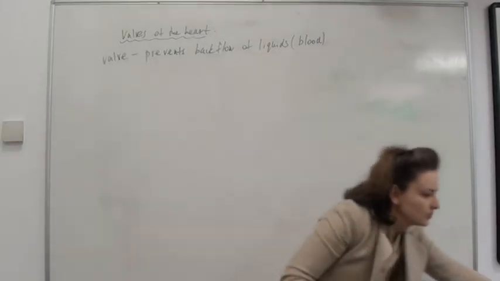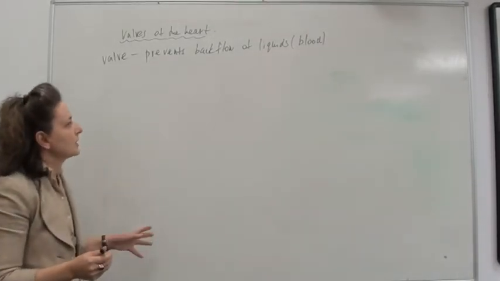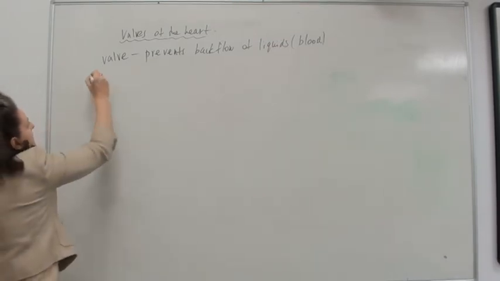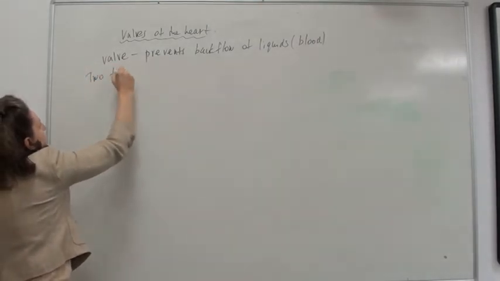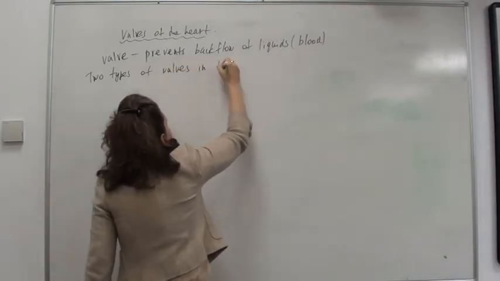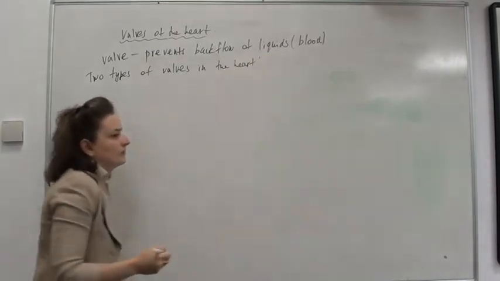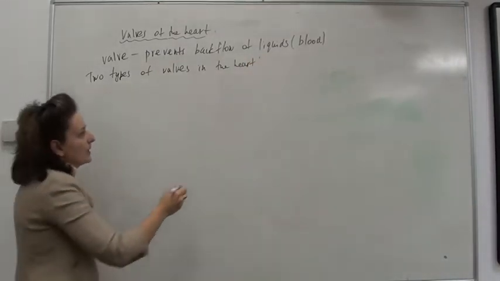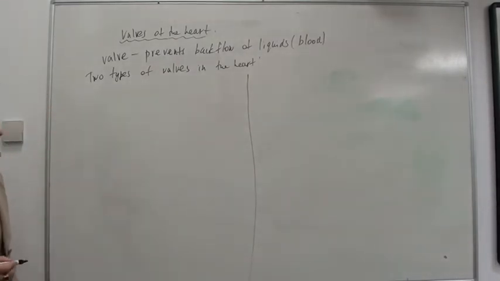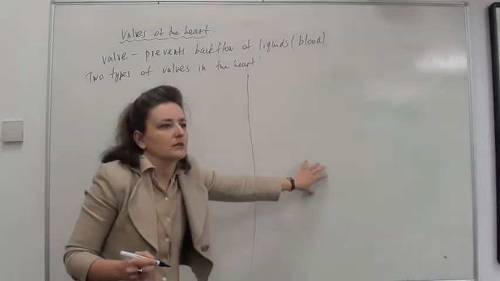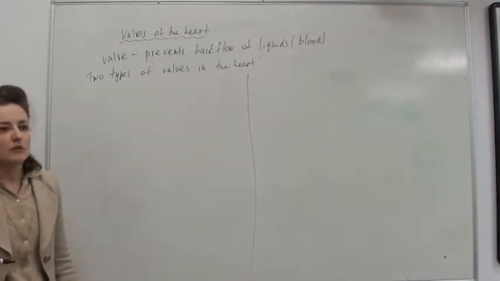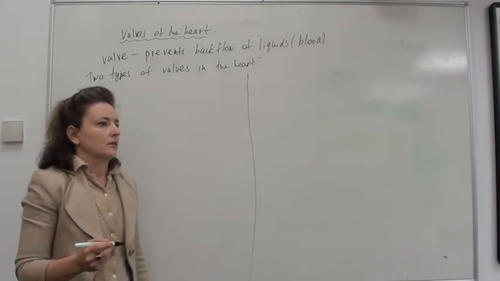So let's now talk more specifically about the heart. What kind of valves do we have in our heart and where do we find them? You have two types of valves in your heart. I'm going to group all the information about the first type of valve on this side of the board and the other type on this side. But you could just do it as a continuous list, up to you. It's just because the board lends itself to doing it that way.